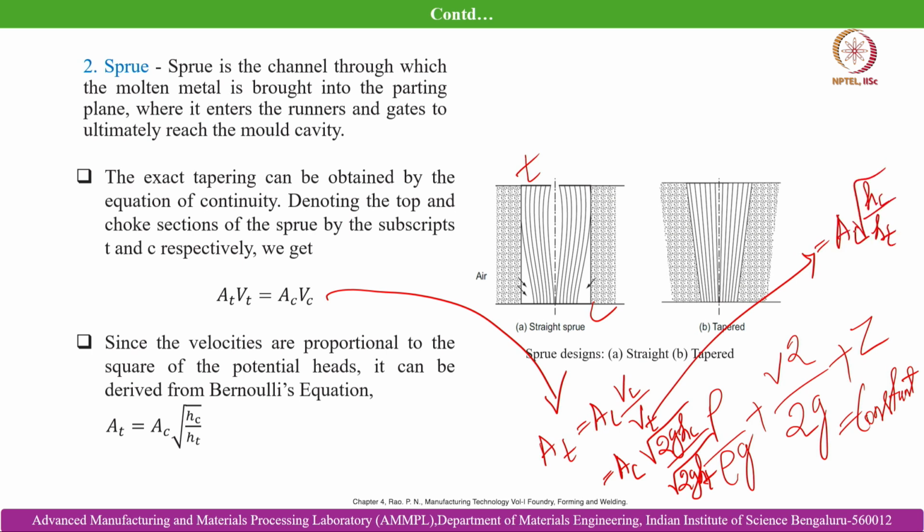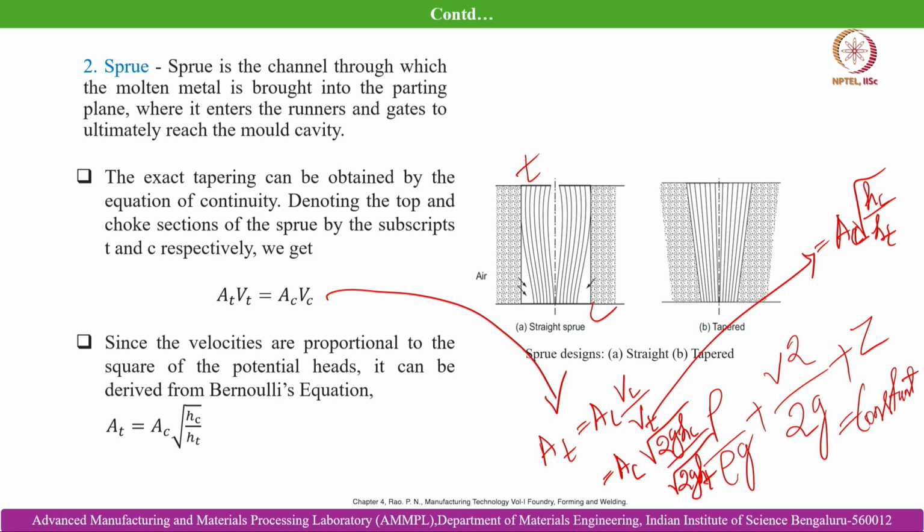This is how we can determine the dimension of the sprue top if we know the dimension of the sprue choke. We can also determine the velocities if we know the heights, or the heights if we know the velocities. If we know a couple of dimensions, we can get the other dimensions based on that.